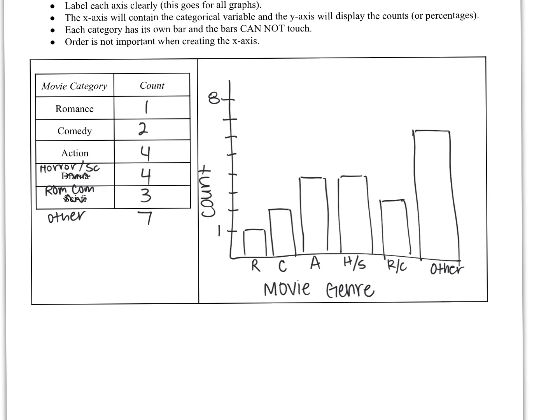Okay. Now, it is easy to see because we're just looking at one data set and there's not a lot, which is the most common. So other is the biggest one, followed closely by action and horror/scary, like we can see. But when we're looking at a lot bigger sets of data, or maybe even comparing two, looking at their bar graphs is going to help us figure out some more information about the sets of data that we're looking at.